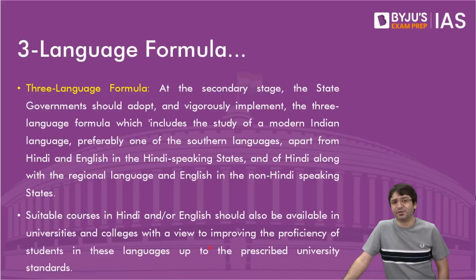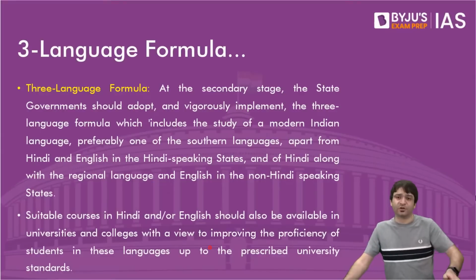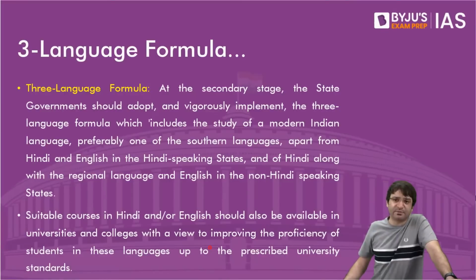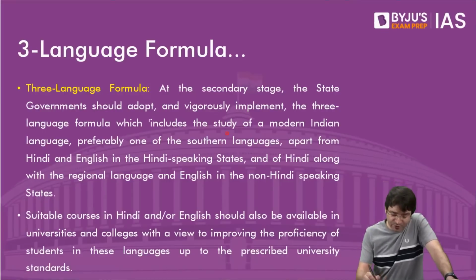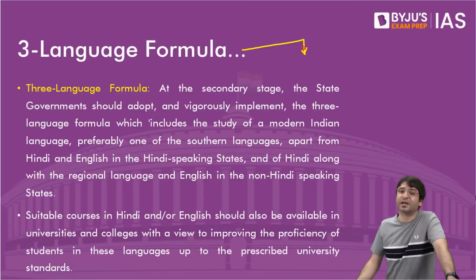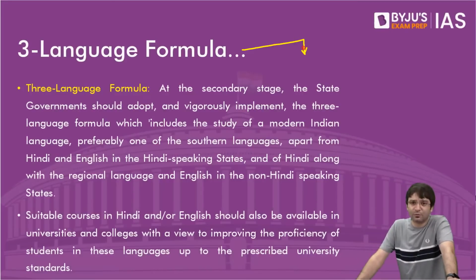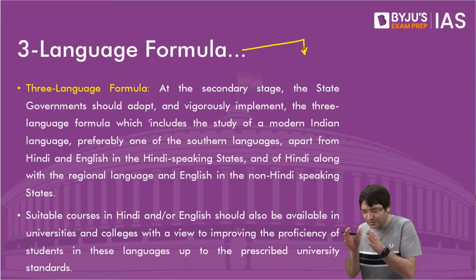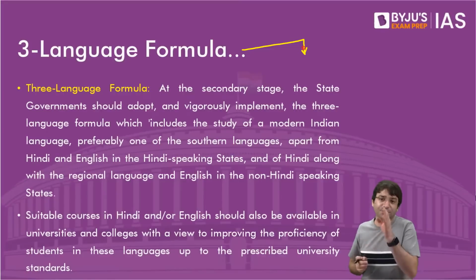But in 1963, a compromise was reached: let's not push Hindi as the only official language of the Union. We will have Hindi as well as English as the official language of the Union. At the same time, the three language formula was also prescribed. What is this three language formula? It means the students till the 10th standard should be taught three languages.